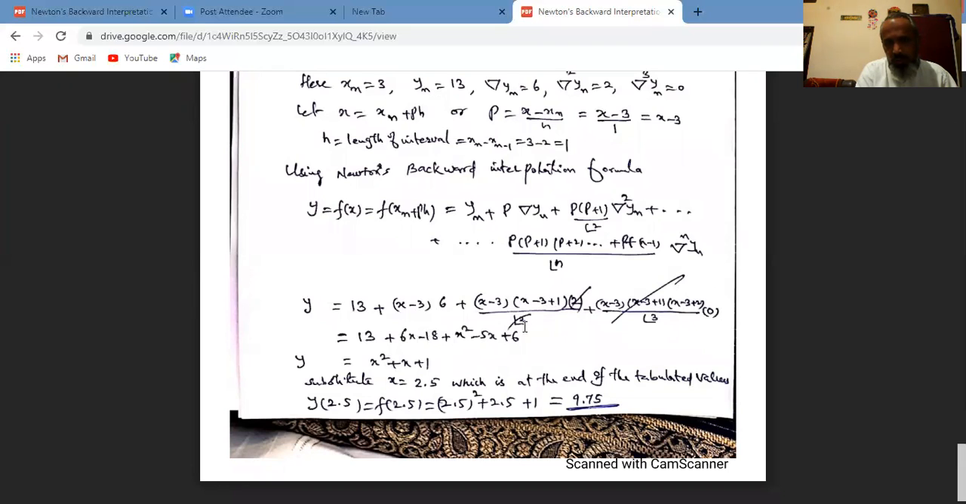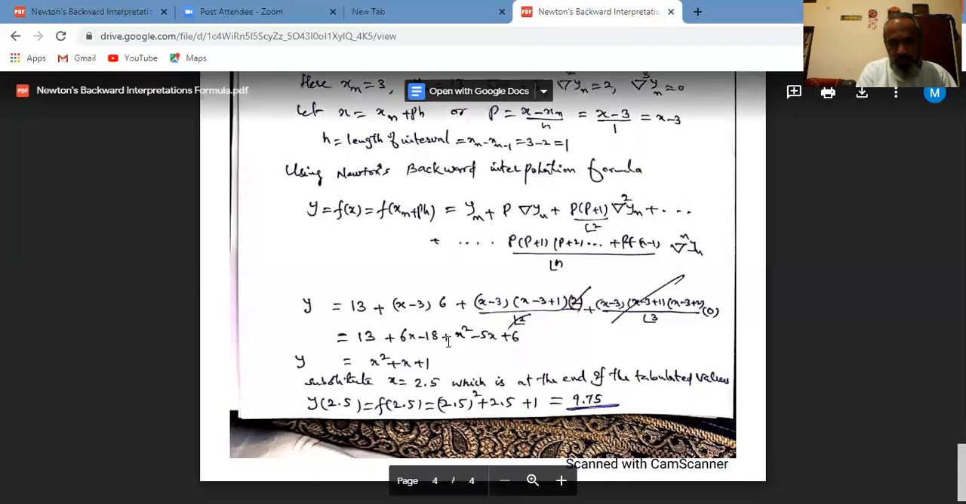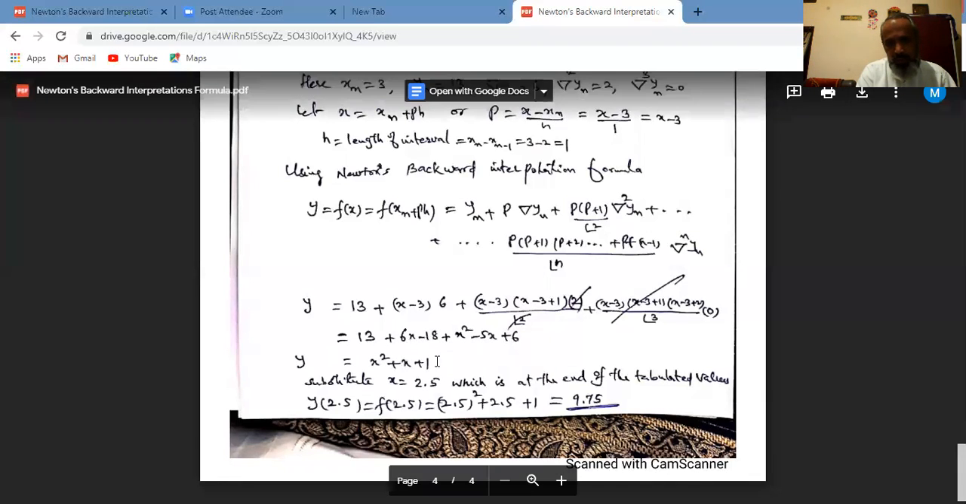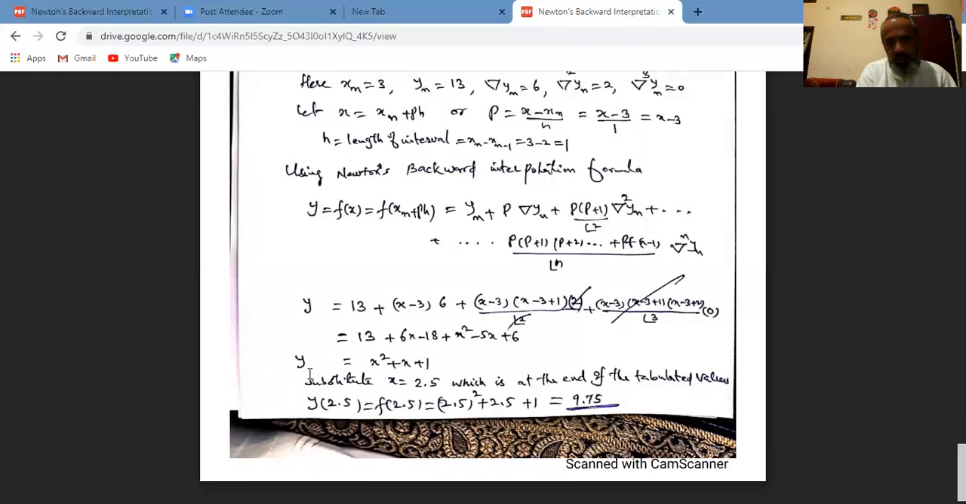Factorial 2 is 2 and this 2 gets cancelled. We get (x minus 3) into (x minus 2). The product of this (x minus 3) into (x minus 2) is x square minus 5x plus 6. So after simplification, we get y is equal to x square plus x plus 1. So this is the second degree polynomial, the Newton's interpolation polynomial for backward differences.